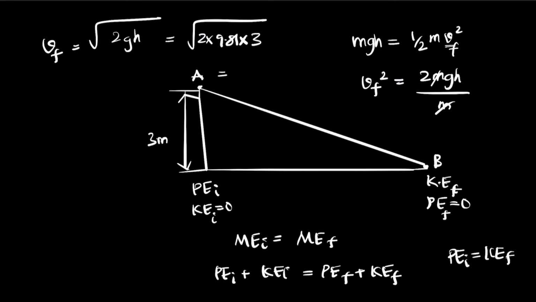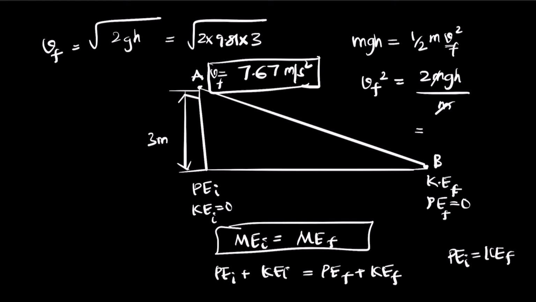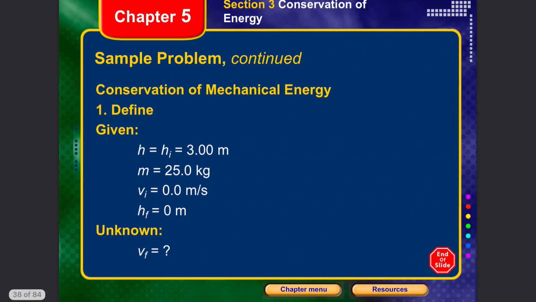So use a calculator and try to find the value. 2 times 9.81 times 3 is 58.86, and the square root of that value is 7.67 meters per second. So this is Vf, the final velocity or the speed at which the kid comes down to the ground. Remember, this is the main way we generally use the conditions to manipulate and solve the problem.